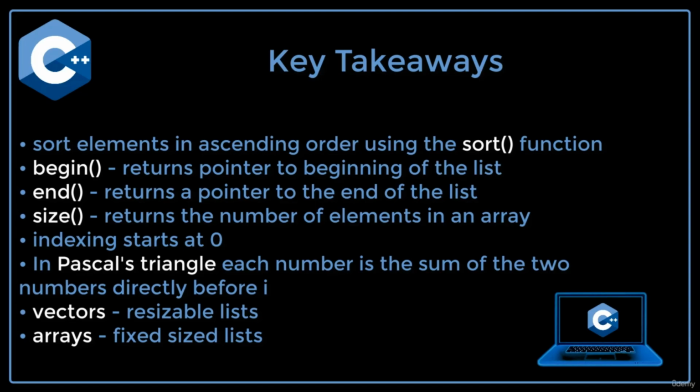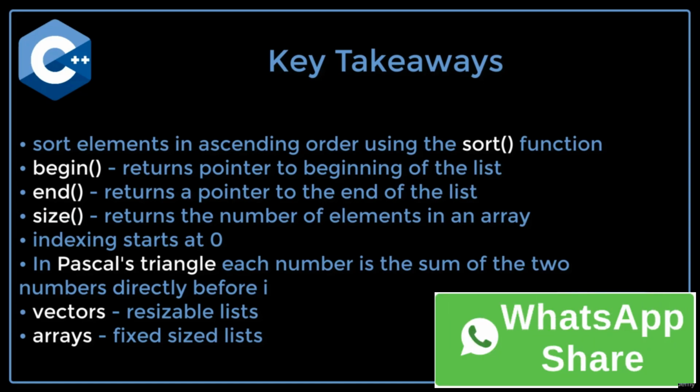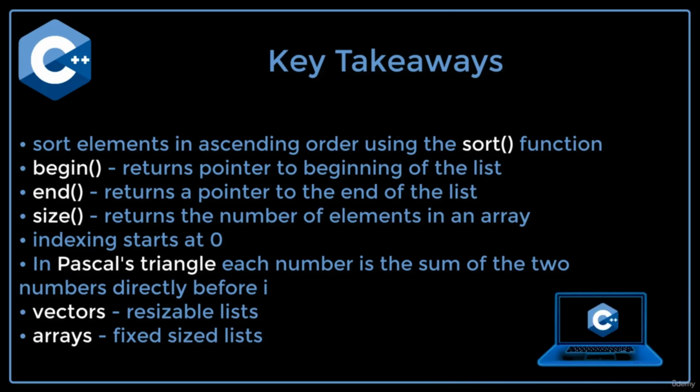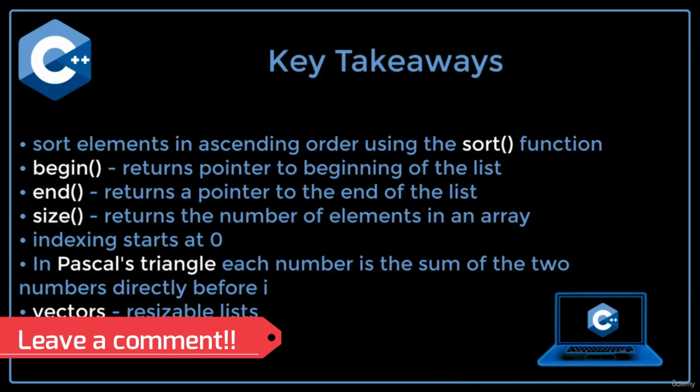Vectors are resizable lists and are useful when we want to be able to dynamically add elements to and remove elements from the list without having an exact fixed size of elements it can hold. To swap two elements in an array, we can store one value in a temp variable, set the first element equal to the second, and then set the second element equal to temp.